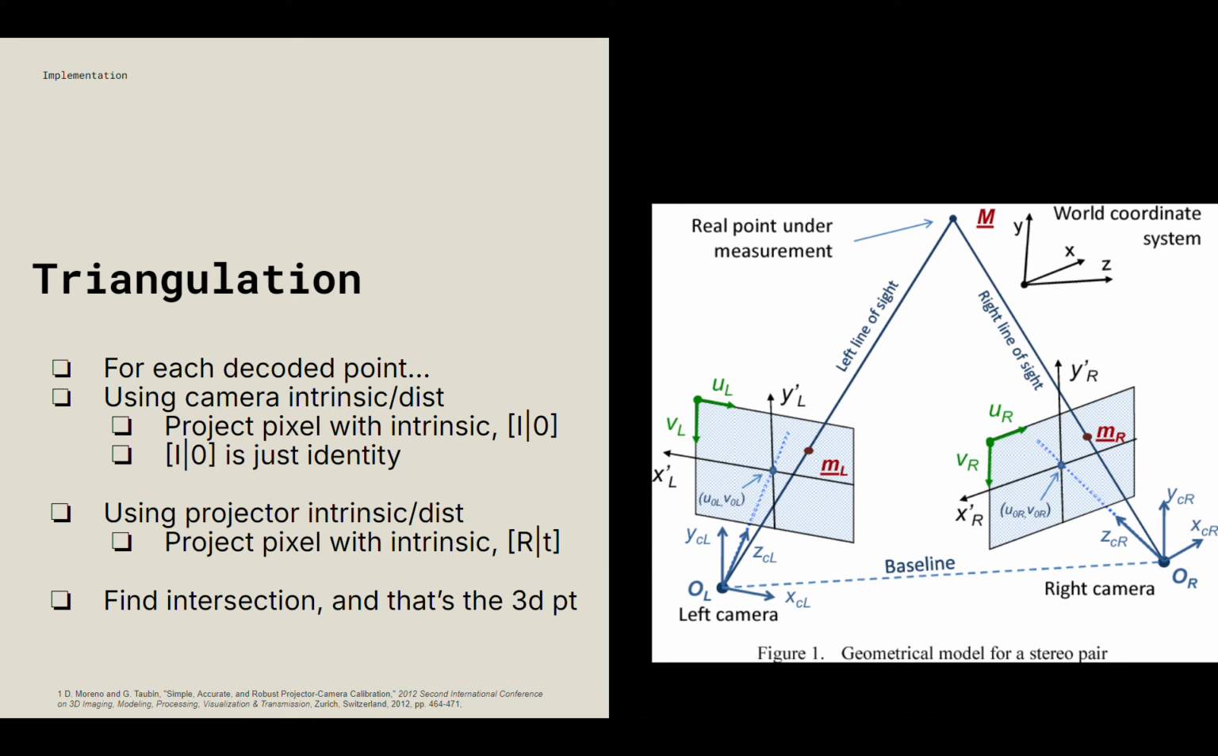You have mappings between the camera and the projector, and you can basically just project the ray from the camera center, and then the known point that you've decoded with the projector. You can back project both of those rays and find the intersection point, and that forms the 3D point, and the Z value there is the depth from your scene.